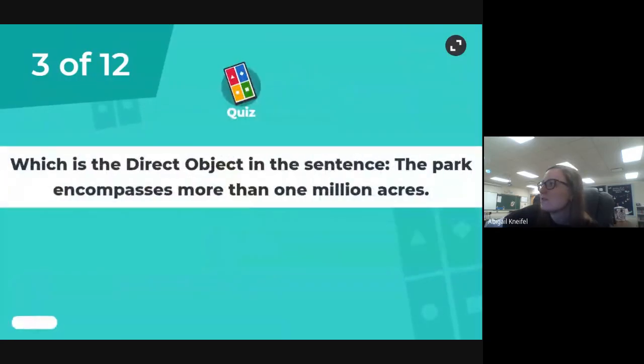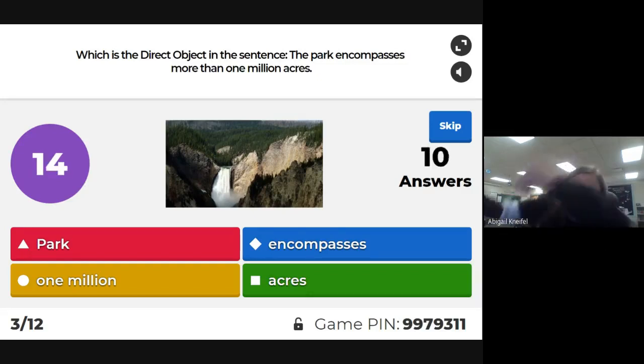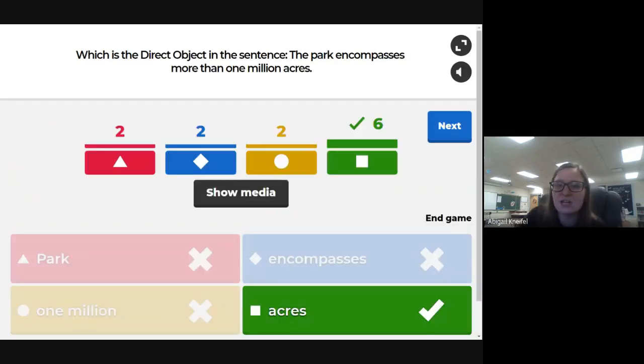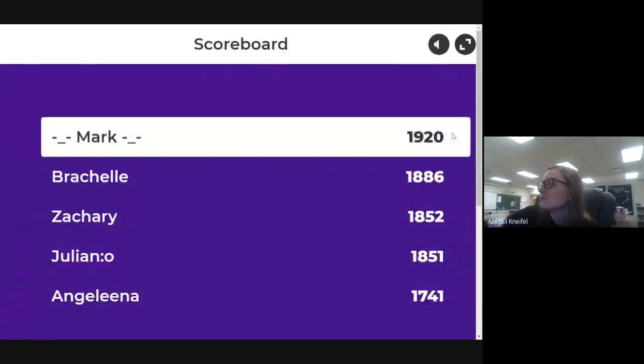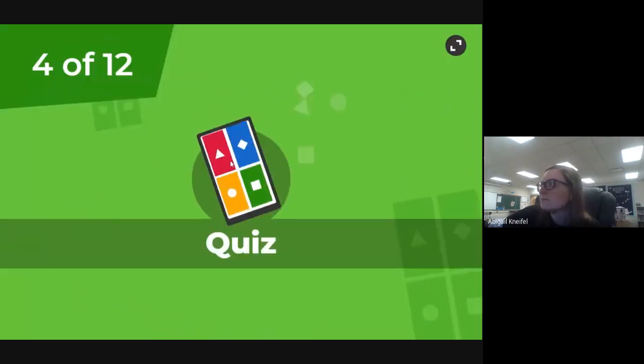I'm going to try not to give away the next answer. Which is the direct object in the sentence? The park encompasses more than 1 million acres. So encompasses is our verb. What is it encompassing? What is being encompassed? Acres. The correct answer is acres. Yes, that's what's being encompassed. Not 1 million. That's the number. But it's the acres themselves. Some of you that picked park, that's before the verb, so it wouldn't be that one.